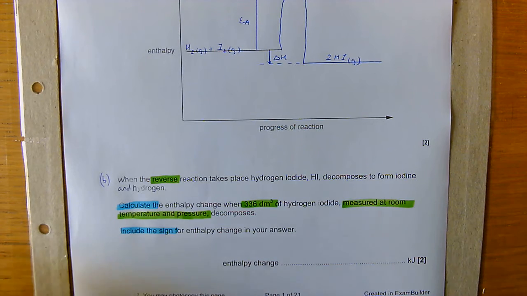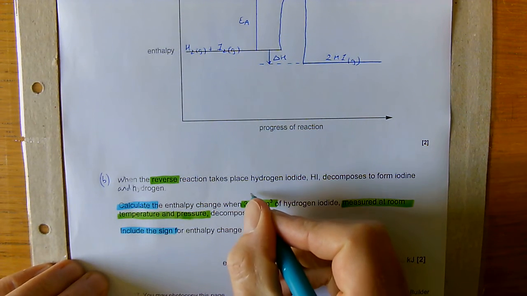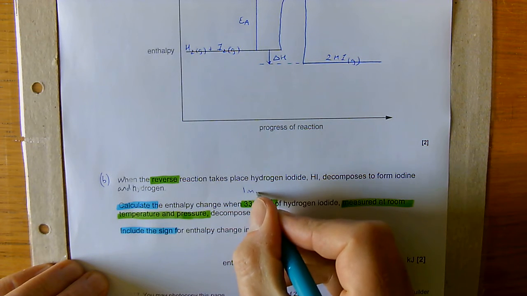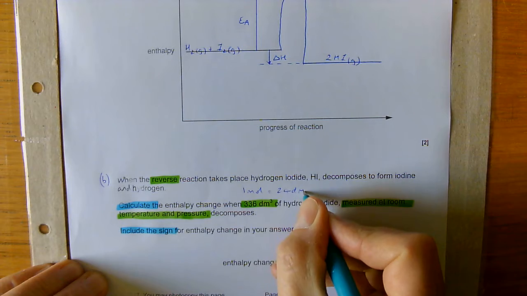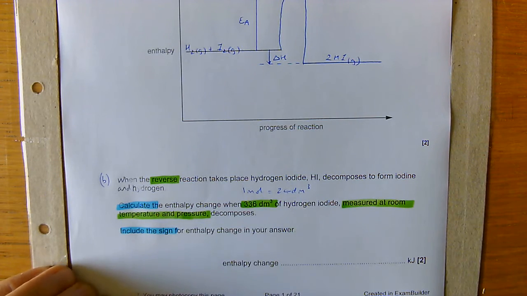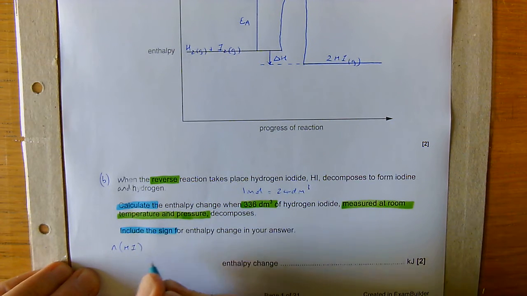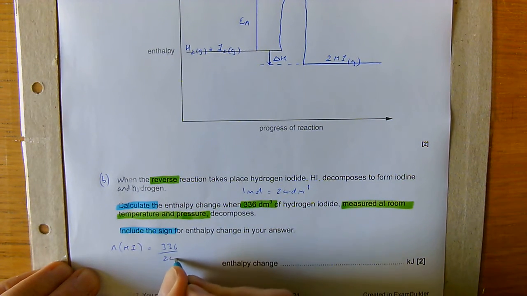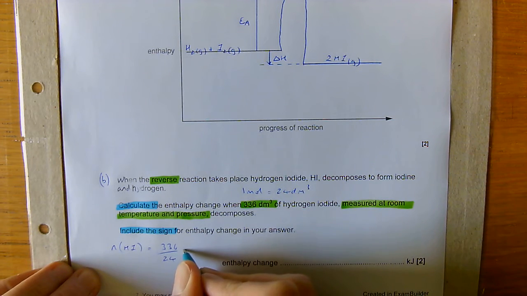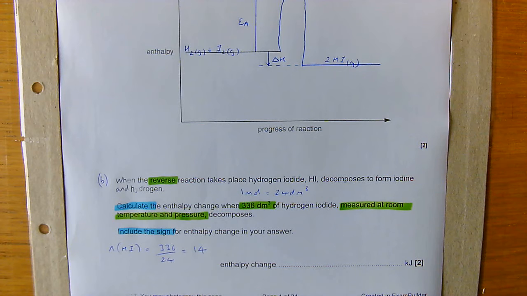So let's have a look at how we answer it. 336 decimeter cubed. We know that at room temperature and pressure, 1 mole has a volume of 24 decimeter cubed. So that is how we're going to work out our moles of HI that are reacting. It is the volume that we've got divided by the molar volume, and that is equal to 14. So we've got 14 moles of HI reacting.